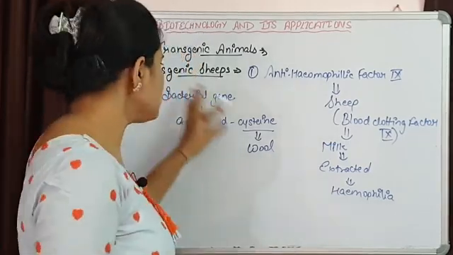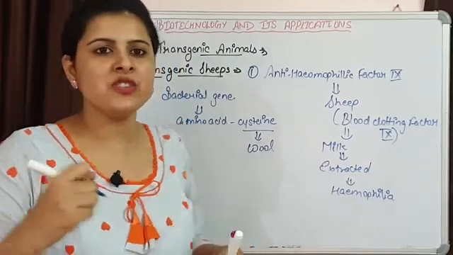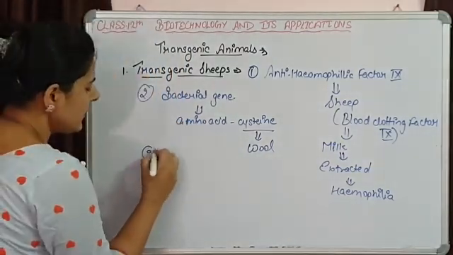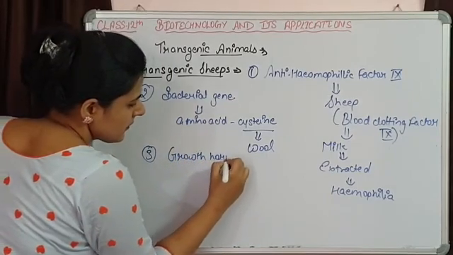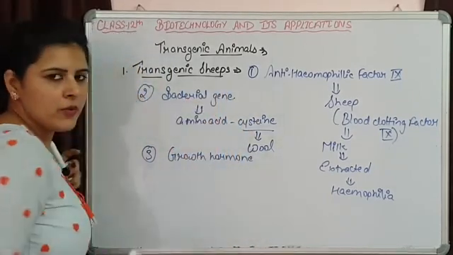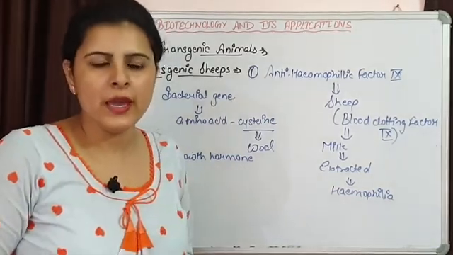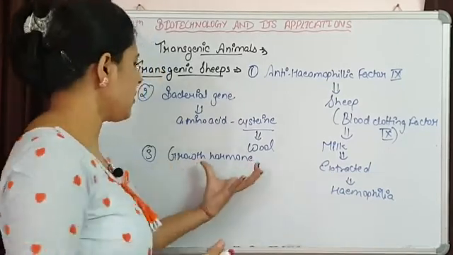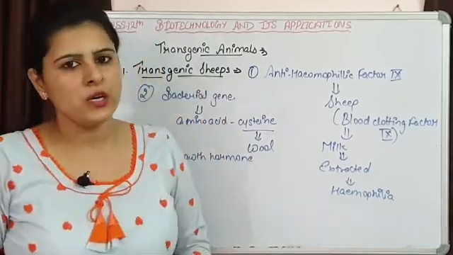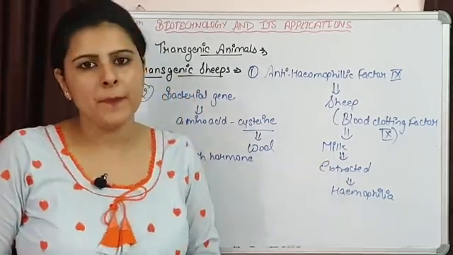For that purpose, transgenic sheep are used, and many times these transgenic sheep also have a growth hormone, say human growth hormone, and this is responsible for their fast growth and meat production. For more meat production, this growth hormone can be introduced into the sheep. So this is how transgenic sheep are used for different purposes.